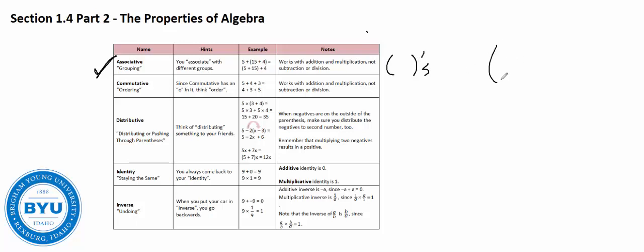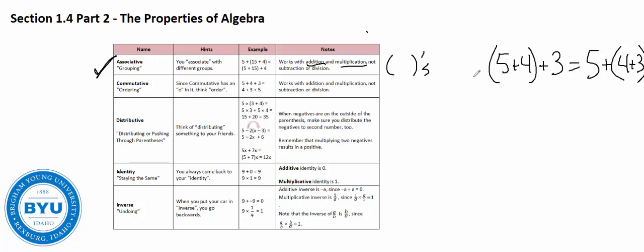For example, I could do parenthesis 5 plus 4 plus 3. And that would actually be the same as if I did 5 plus parenthesis 4 plus 3, as long as it was all addition. This property works with addition and multiplication. This is called the associative property of addition because it's all addition. Notice 5 plus 4 is 9, plus 3 is 12, and 4 plus 3 is 7, plus 5 is 12. You're going to get 12 equals 12. That is the associative property because it deals with moving the parenthesis.